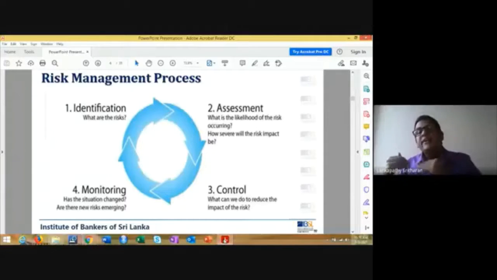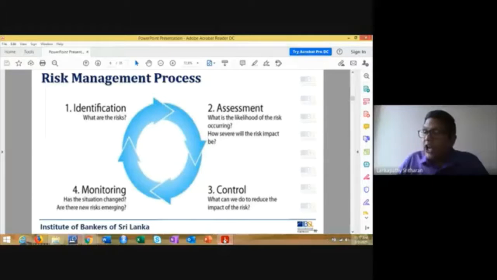Then they downgraded. Likewise, when we make any investment decision in a financial institution, we have to do the assessment based on past or historical data and the credit rating. Once we have done the assessment, then we have to do the control, some mechanism to reduce the risk. At this point, I would like to ask you a question.